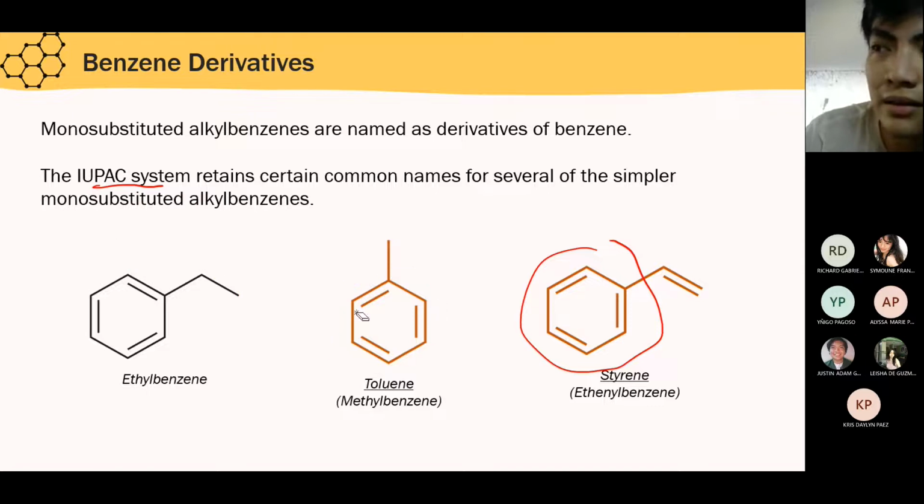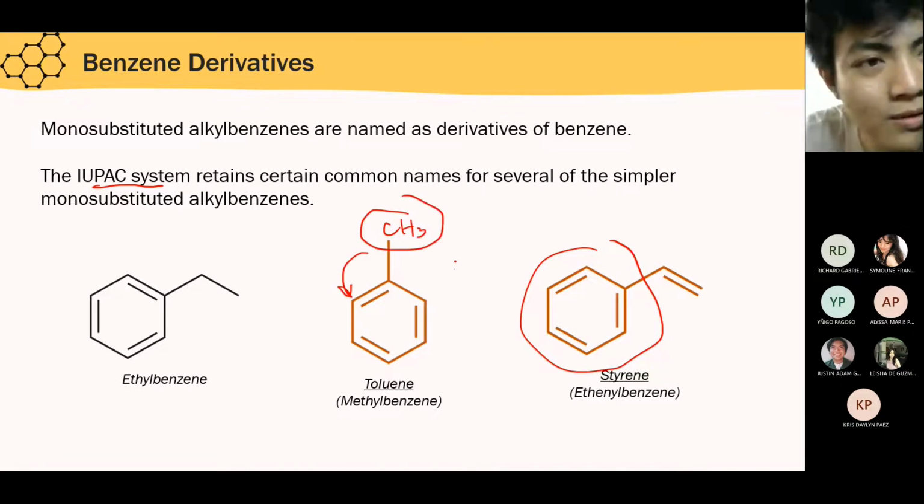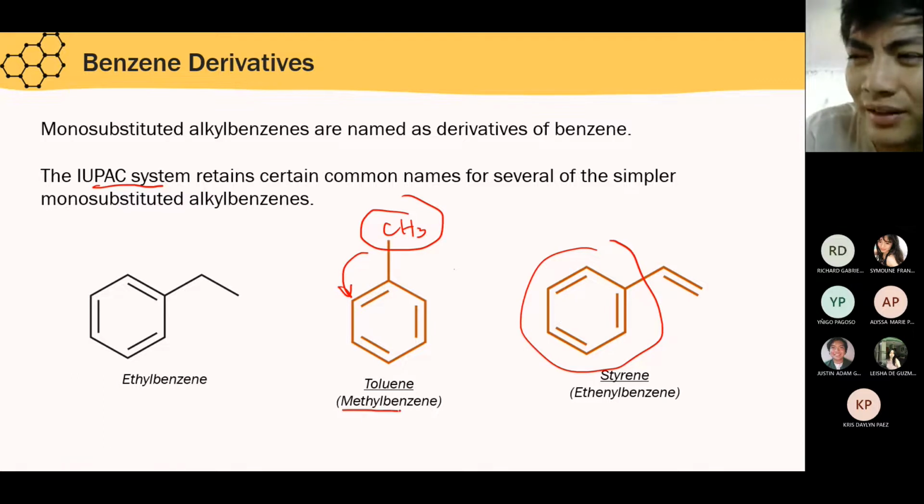This one, ano kaya pangalan nito? Isang carbon yung nakadugtong sa benzene. So ano ulit pangalan kapag isang carbon yung substituent? Methyl. So we can call this compound methyl benzene. Okay? We can call it methyl benzene. Ganun lang, na? Identify mo lang yung substituent.